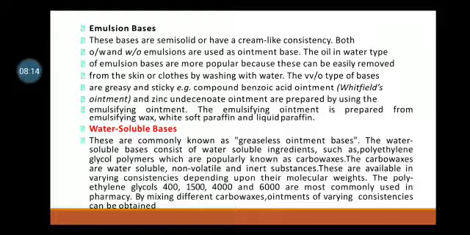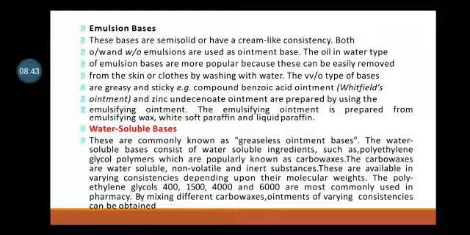Water soluble bases. These are commonly known as greaseless ointment bases. The water soluble bases consist of water soluble ingredients such as polyethylene glycol polymers, which are popularly known as carbowaxes. The carbowaxes are water soluble, non-volatile, and inert substances. These are available in varying consistencies depending upon their molecular weights.